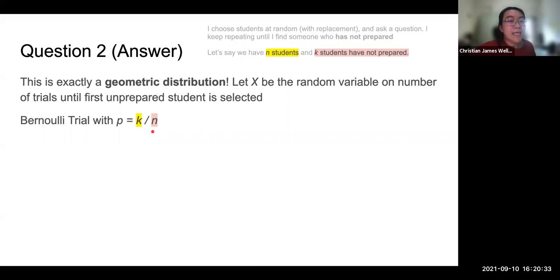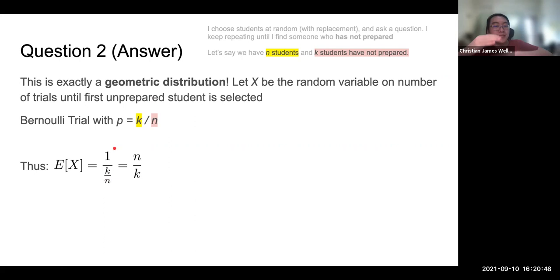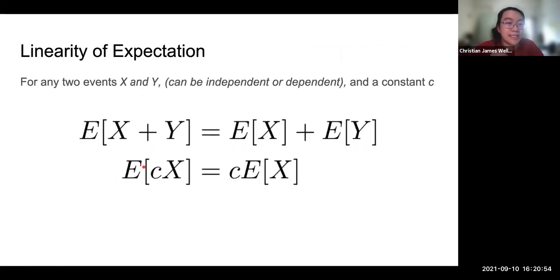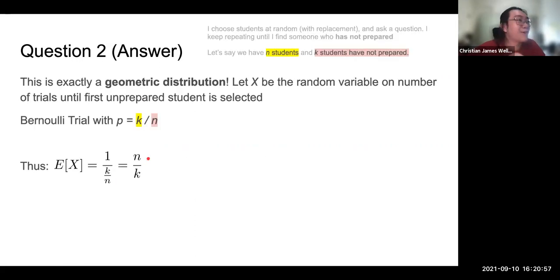Okay, so K over N. I think some of you answered K over N in the answer. The thing is, I'm finding the expectation for me to identify one of you who has not prepared. So for the expectation, by the formula, you have to take the reciprocal, 1 over K over N, and you get N over K. Hopefully everyone gets this because most of you already answered N over K. So I think that's good.